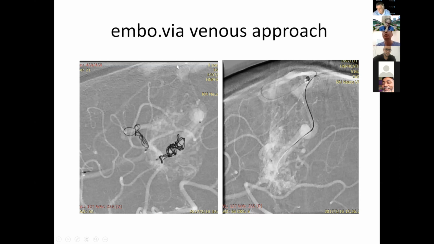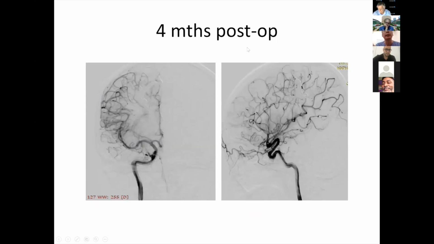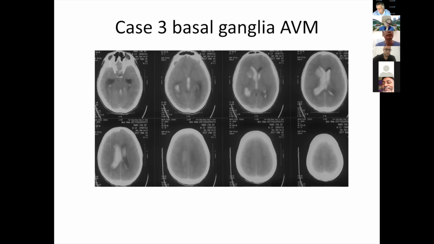So this is the control angio right after embolization. You can see the total disappearance of the nidus. The subsequent follow-up revealed the durability of my embolization. So you can say it's a permanent cure of this vessel malformation.